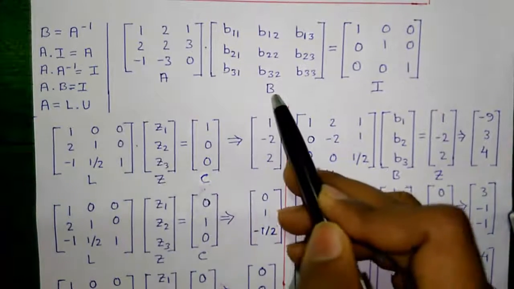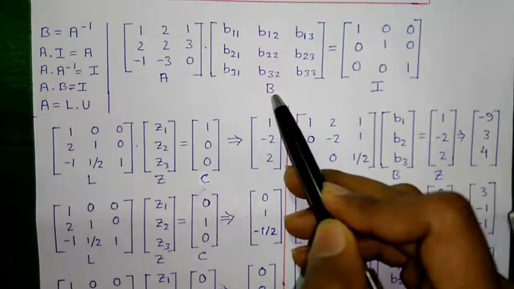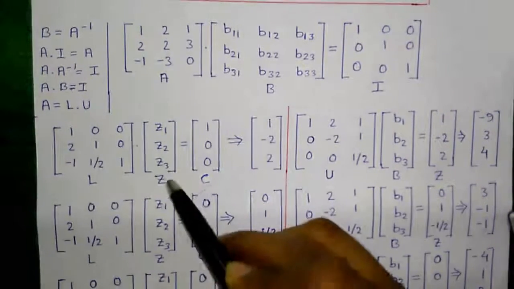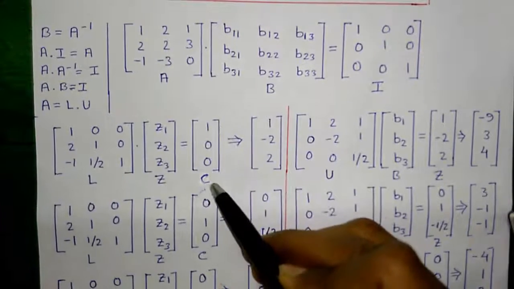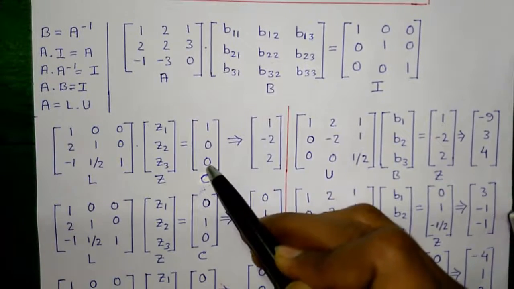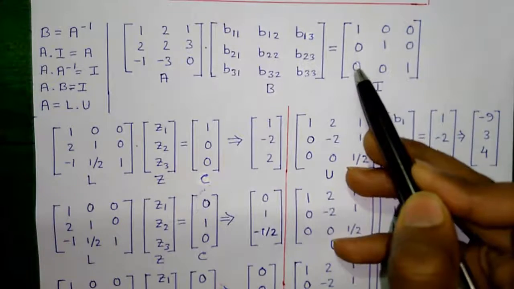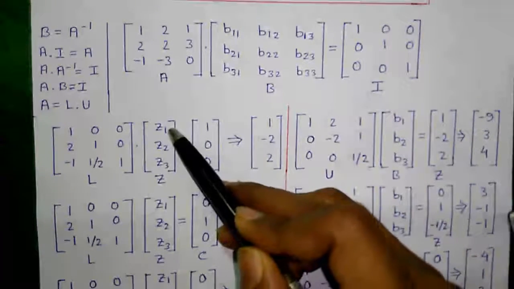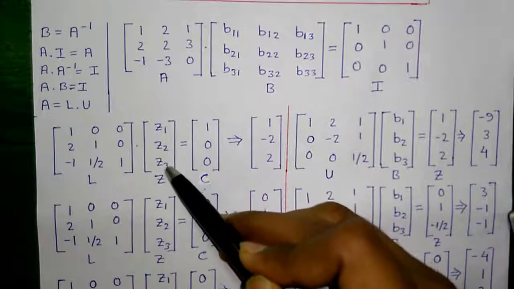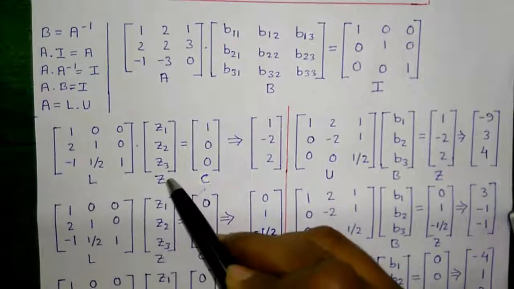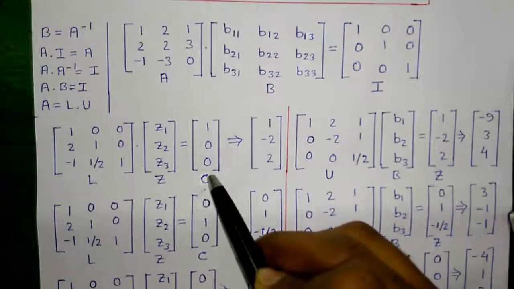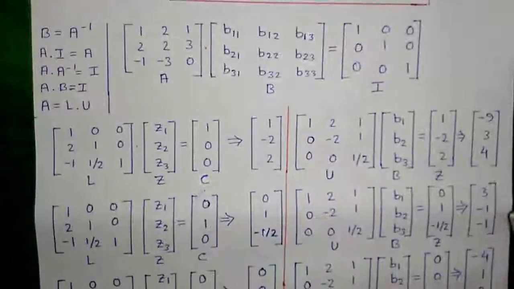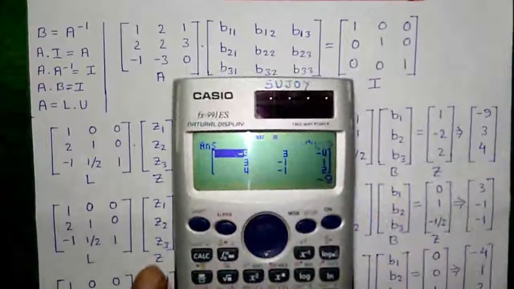So we will find matrix B column by column. Let's do that. Matrix L into matrix Z equals constant matrix C, where constant matrix C is the first column of matrix I, 1 0 0, and Z is the matrix containing elements Z1, Z2, Z3. L into Z equals C, or we can write L inverse into C equals matrix Z. Let's do that on the calculator.